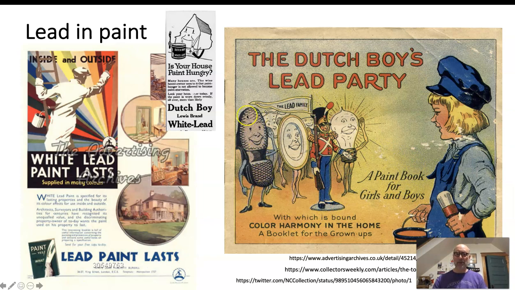So lead in rubber on here, lead in toy soldiers. The Dutch Boy here with the paint and lead, telling you how good this would be. Color harmony in your home. And this one, is your house paint hungry? Many houses are. The wise homeowner sees to it that paint hunger is not allowed to become paint starvation. Look your home over today.